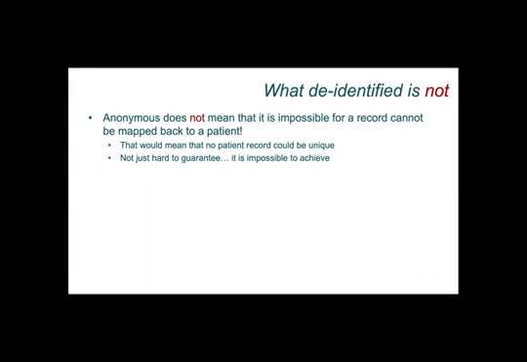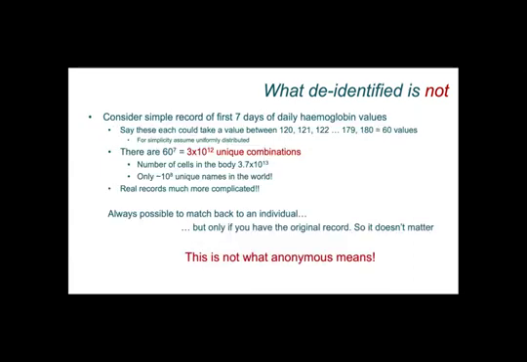But of course, that then begs the question: what does de-identified actually mean? Well, I'll tell you what de-identified does not mean. Anonymous does not mean, and this is commonly what people think, that it's impossible for a record to be mapped back to a patient. That would mean that no patient record could ever be unique. And that's not just hard to guarantee, but it's kind of statistically impossible to achieve in reality, right?